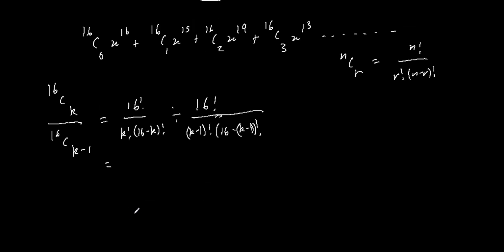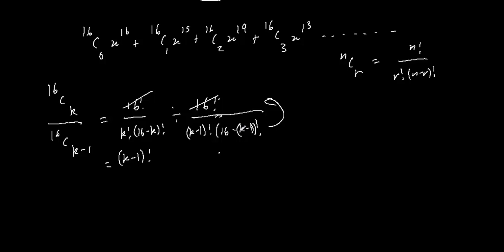Now, you see how clearly the 16 factorials cancel out. What we end up getting is this guy's going to be flipped up. This guy goes up, and because this guy goes on the bottom, they divide out. So this guy is cancelled out, and we end up with a k minus 1 factorial on the top of the fraction.